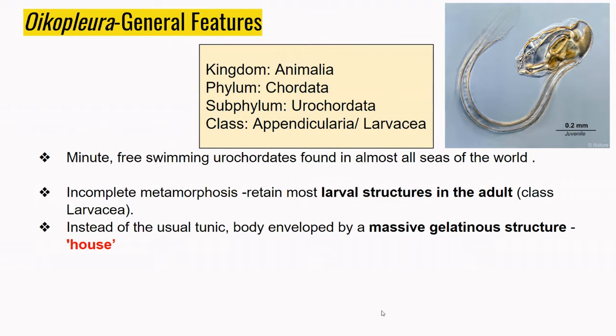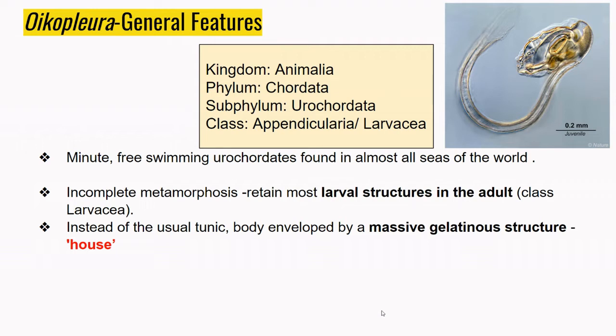Oikopleura. When we speak about this organism, we could see that they come under kingdom Animalia, phylum Chordata, subphylum Urochordata, and class Appendicularia or Larvaceae. By nature, they are minute in size, they are free swimming, and they are seen in almost all the seas of the world.